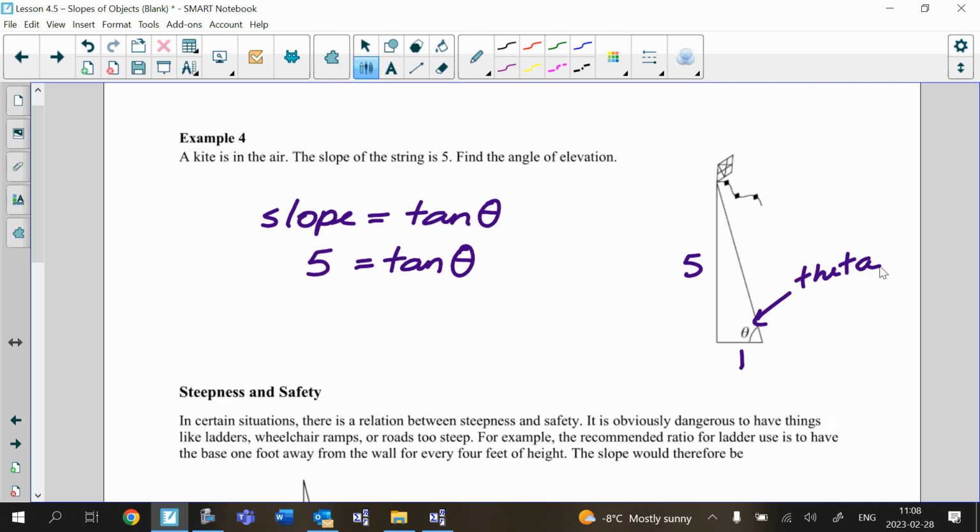So I've got a tan inverse, which we write as tan to the -1, and a tan will always cancel each other out, which means we'll be left with theta, which is what we're trying to find. So we need a scientific calculator to do the tan inverse of 5. So you should all have a scientific calculator available to you.